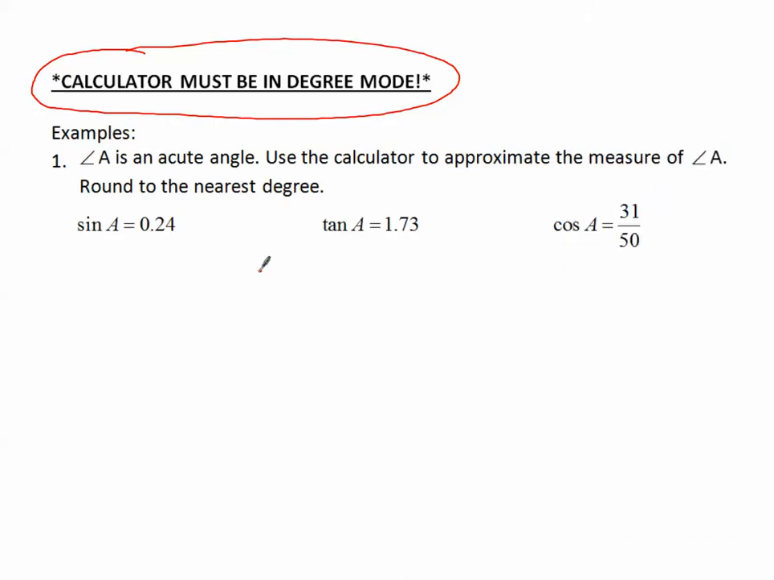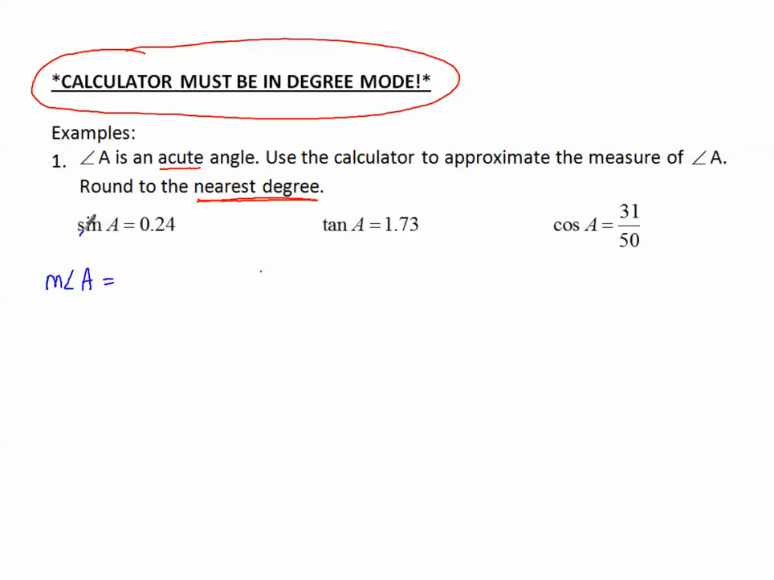Examples. Angle A is an acute angle. Use the calculator to approximate the measure of angle A. Round to the nearest degree. That's important, we see how to round because sometimes it's different. So remember, I want A by itself, measure of angle A.